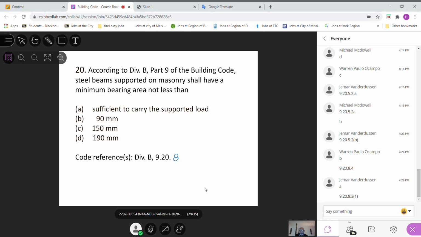Right. Okay, so 9.20.8.3. Like I said, the only way you're going to remember this stuff is by a little bit of practice. Practice and make mistakes. The question here says the bearing area and 9.20.8.3 bracket 1 as sufficient to carry the supported load. Okay, the other ones are dimensions. This one question has the bearing area.